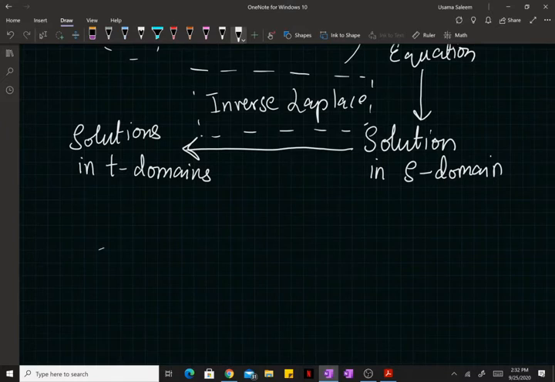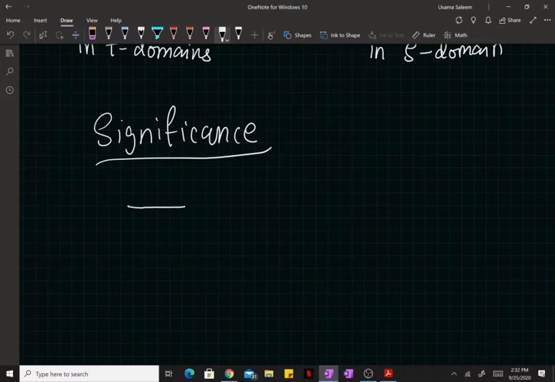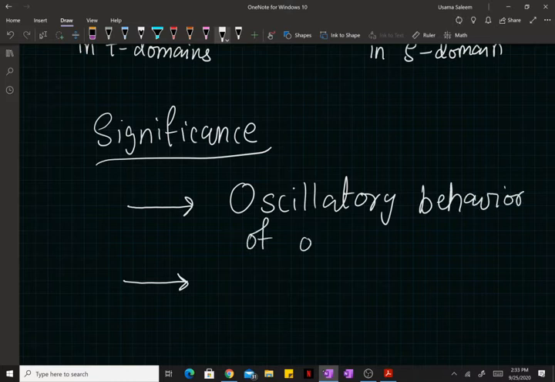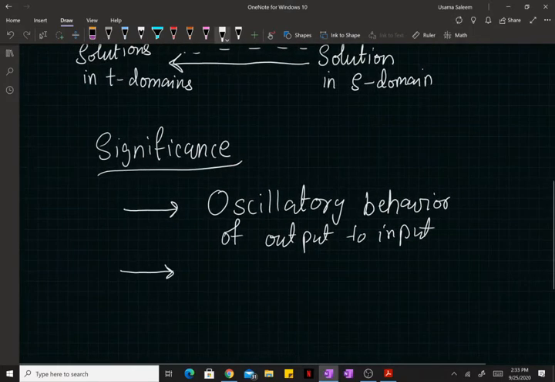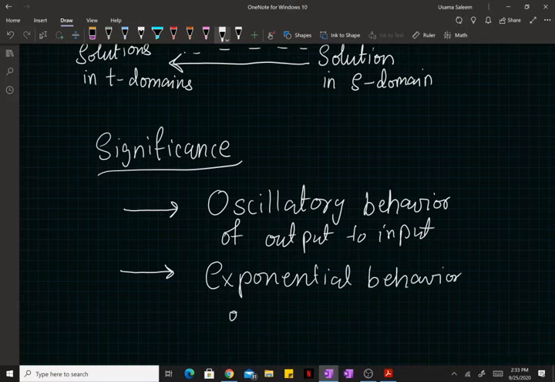There's also another significance of the Laplace transform when it comes to control theory. I'll just state these facts for now, and as we solve problems, I will further illustrate these points. The Laplace transform helps us identify the oscillatory behavior of your output to input, and it is also able to capture exponential behavior of your output to input.